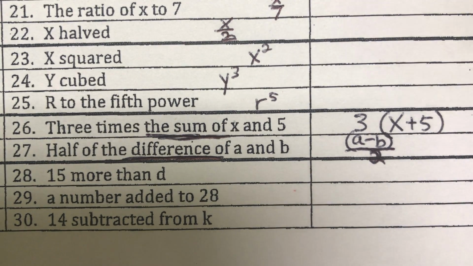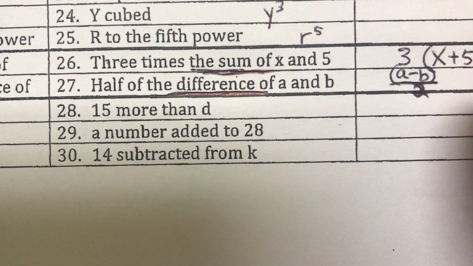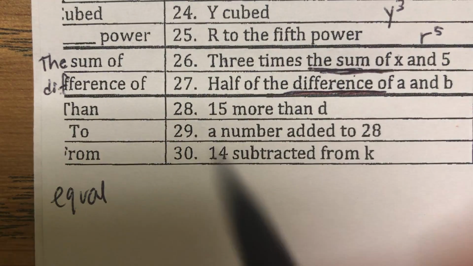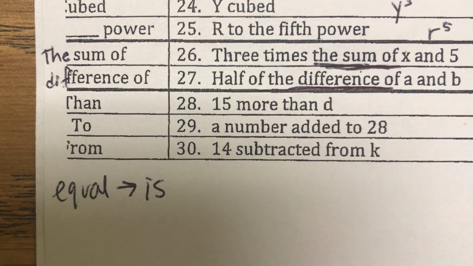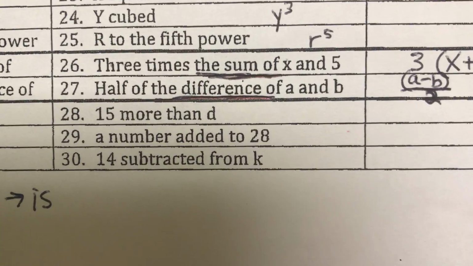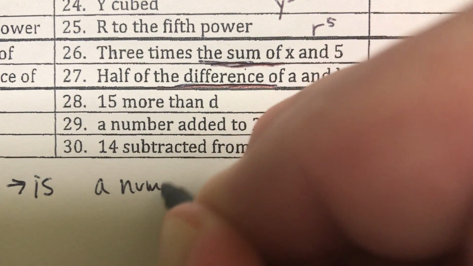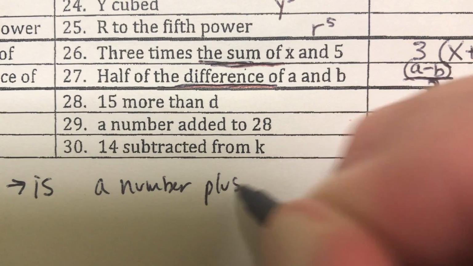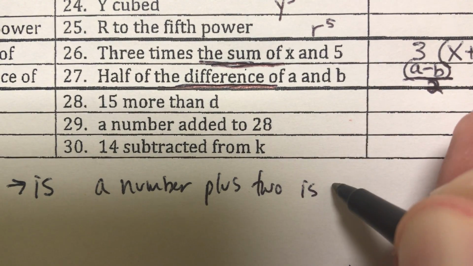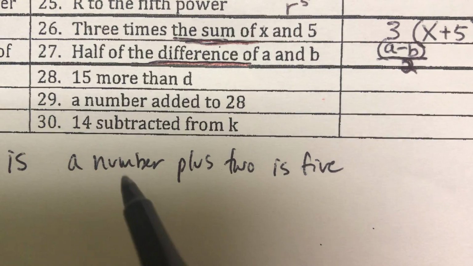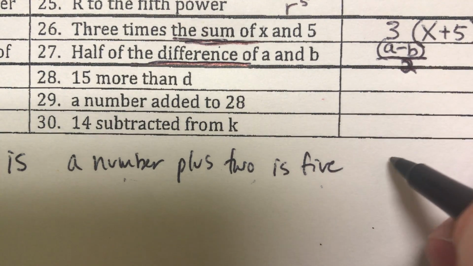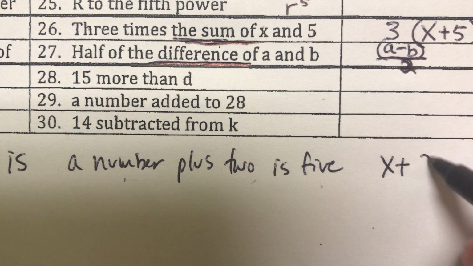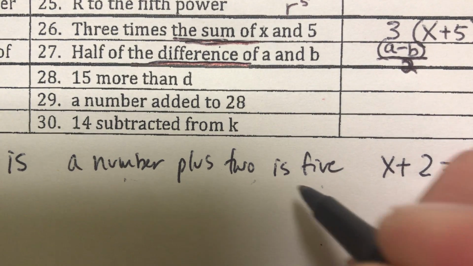And then one more thing that I want to talk about today is equal. A word that means equal would be is. The word is means equal. So a number plus 2 is 5. That means that we're adding a number and 2 together, and that's going to give us 5. So a number plus 2 equals 5. Is means equals.